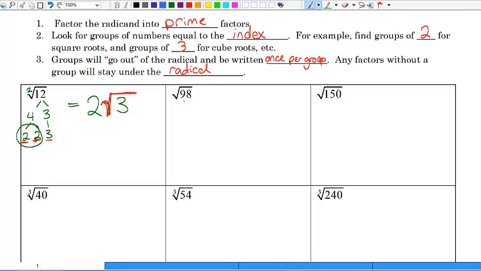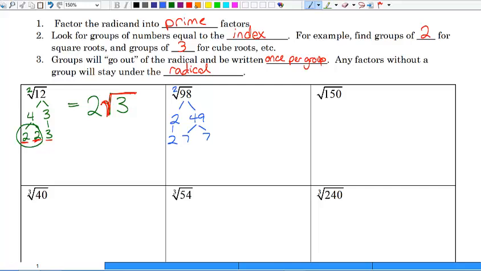On square root of 98, again it's a square root, so we're looking for groups of 2, but first I need to factor the radicand. So 98 is kind of large. If you have a hard time with that, if it's even, you can always just divide by 2 until it gets smaller. Oh, 49, okay, 7 and 7. So sometimes you have to use your divisibility tricks or rules to help you divide large things down into smaller things that you can divide.